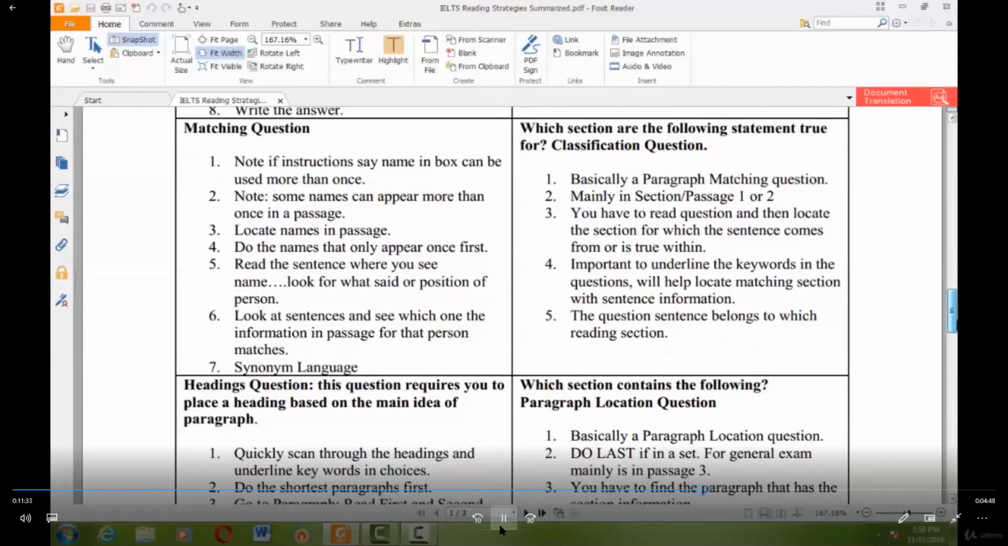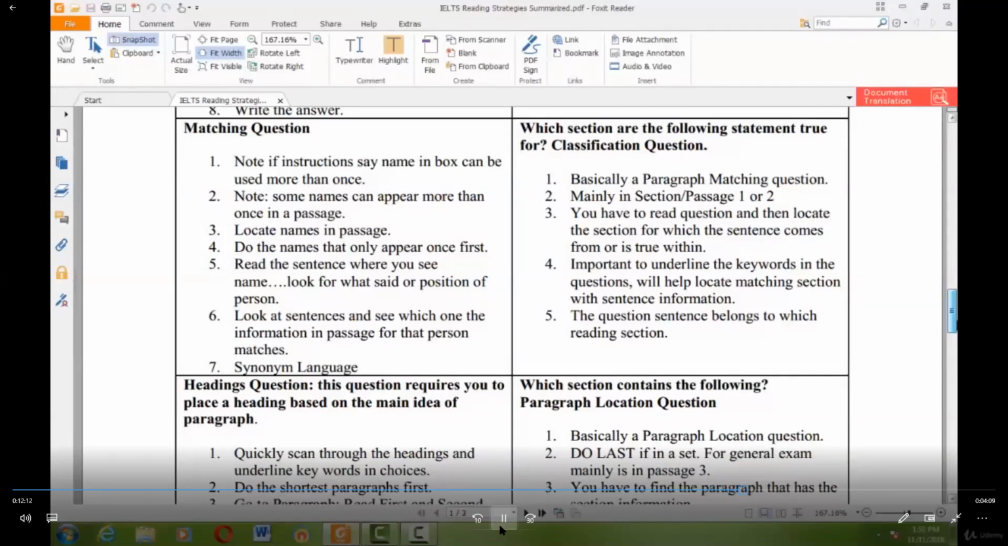You have this question. It says something like, which section are the following statements true for? I should have an S on there at the end of statements. I have to make that correction. This is really like the old classification question they used to do on the academic test, which you don't really see that often anymore. But basically you have different statements, and they're asking, which section does this statement belong to? Which classification does it belong to, really? That's the way I think about it.